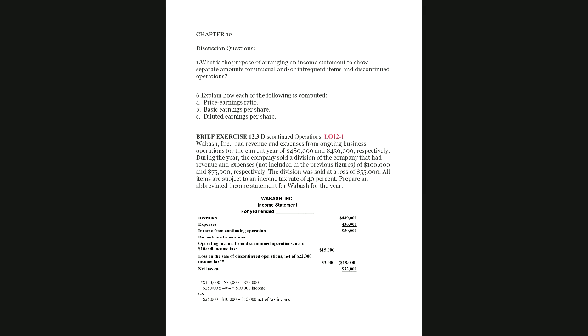So when the corporation decides that it's going to sell a segment of their operations, the first piece that has to be reported is the income from the discontinued operations. Here, what they would have posted in their general ledger at the time of the sale. What does it say here? During the year, this company sold a division that had revenue and expenses. That means the expenses related to that operation would be debited.